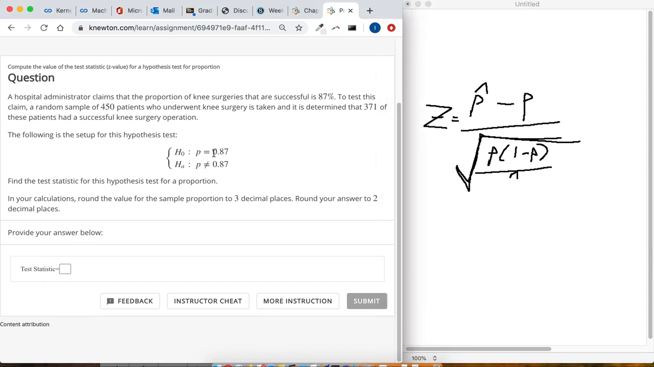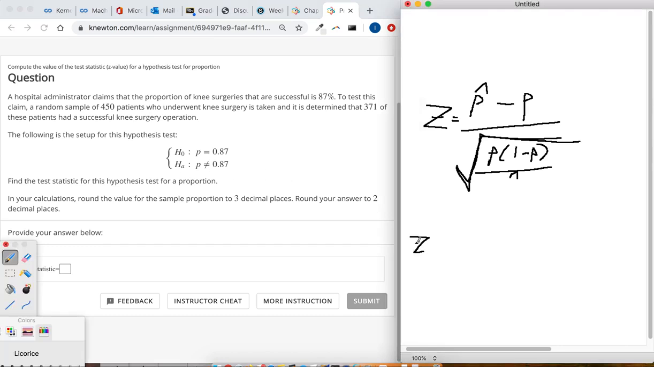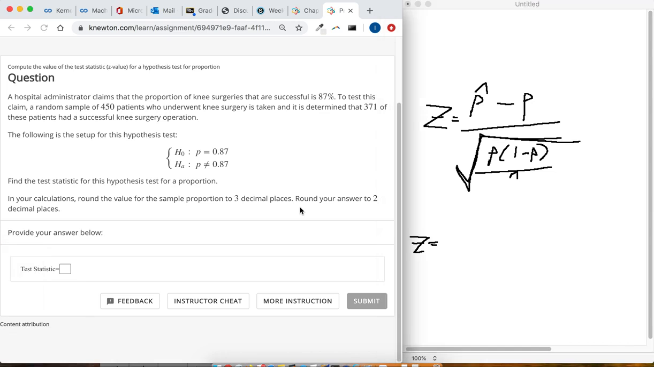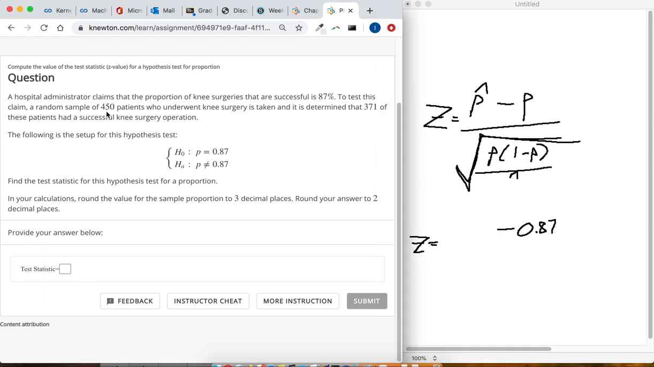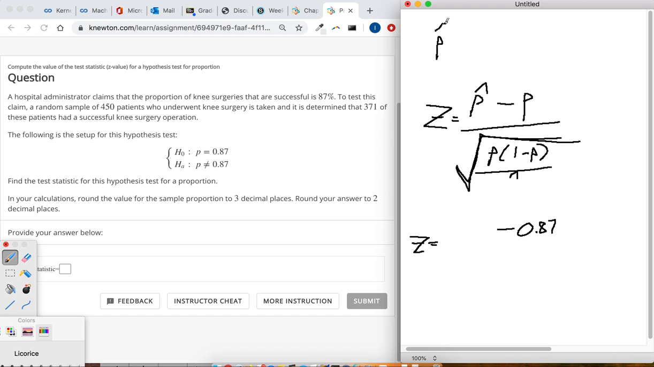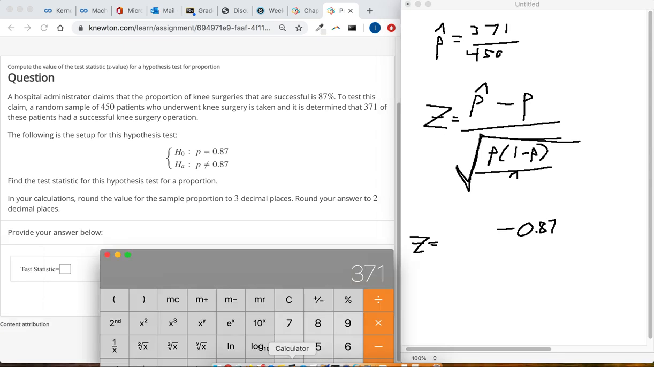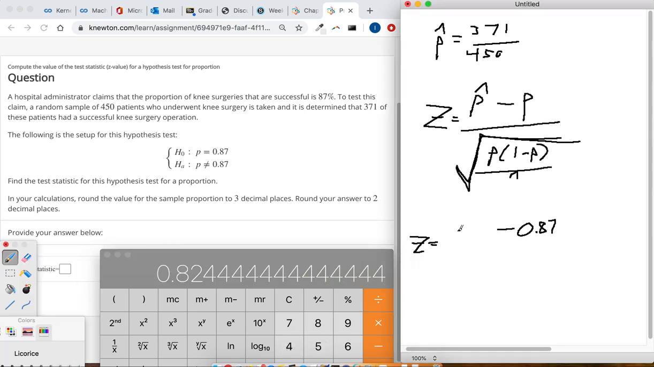Okay, so they give us this hypothesis test. Now to calculate the test statistic, we just need to crunch the numbers here. Let's see. Hypothesized proportion, p is 0.87. The sample proportion that we got, 450 patients were taken, and 371 had successful knee surgery. So 371 divided by 450 gives us a sample proportion of 0.824 repeating.